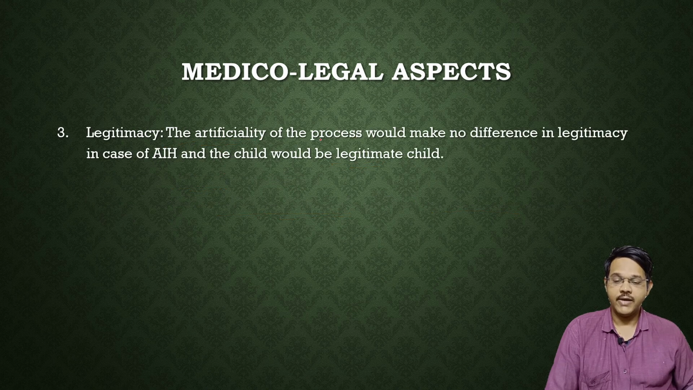Legitimacy. The artificial process would make no difference in legitimacy in case of artificial insemination by husband, that is homologous, and the child would be a legitimate child. But in case of artificial insemination by donor, the child will be illegitimate, since the biological father is different from the husband. The child obtained from artificial insemination by donor is illegitimate. To avoid that, the parents have to adopt the child, and then he becomes a legally legitimate child.